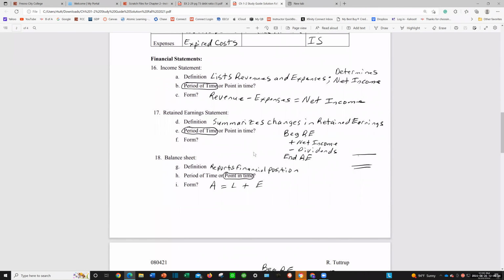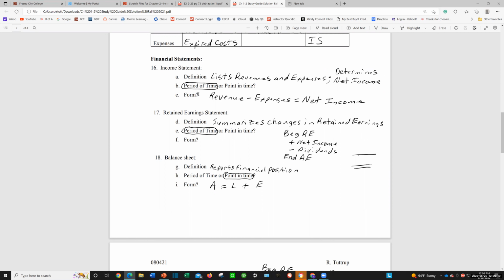We're going to finish all this later, but right now, because we just did our financial statements, this is it in a nutshell. That wordy PowerPoint slide had all those words that look really intense. I boiled it down into this. I give you three parts. I define the financial statement. I say, is it a period of time or point in time? And then what's the form of it? Okay, so write this down. For the income statement, what's the definition? It lists revenues and expenses and determines net income.